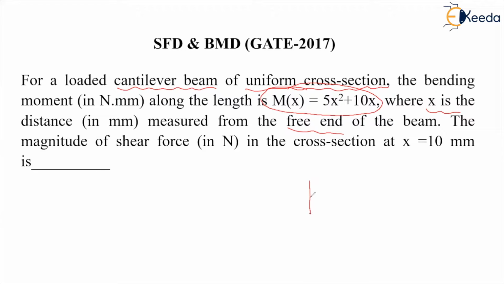So it means that if this is the cantilever beam, suppose we are taking x at a certain distance, here is the distance, and this is the free end. A is the fixed end and B is the free end. So x is taken from the free end and the bending moment at a certain distance x is given to us, that is 5x squared plus 10x, right?